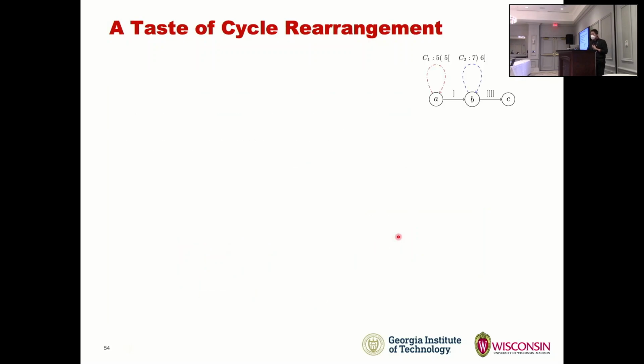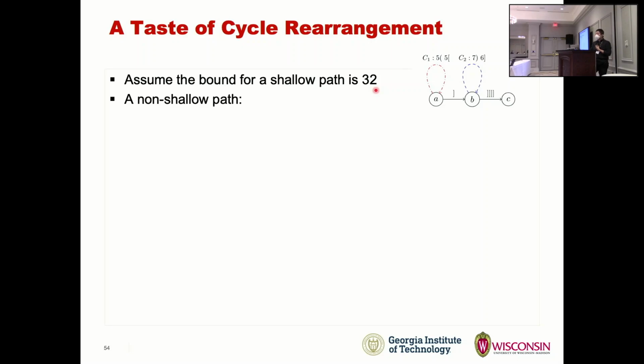If we take a deeper look at this path, assume that we want to bound the maximum depth to 23. Assume that this is our threshold. This is certainly a non-shallow path, because from A, we have to go through the first cycle 7 times, then from A to B, and then go through this negative cycle 5 times, and then we can reach C. At this point, we are beyond the maximum depth. We are at 37 and 37.